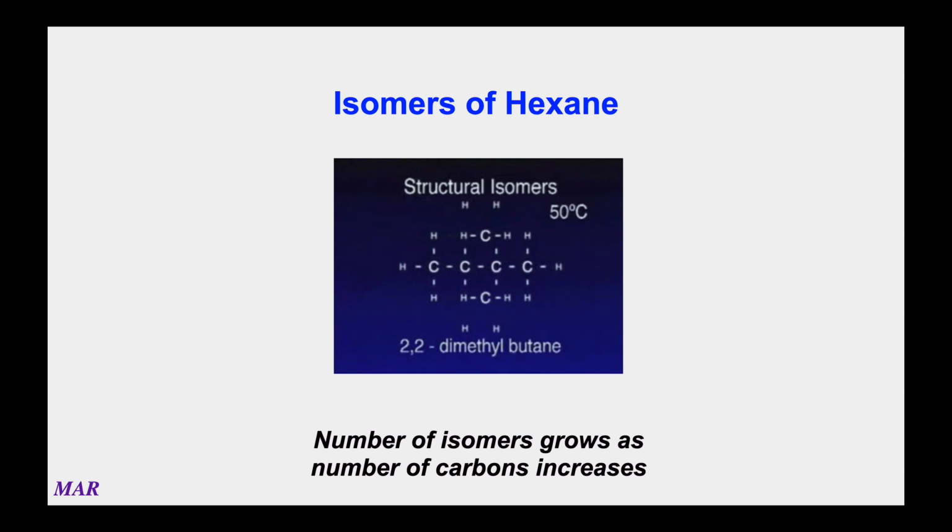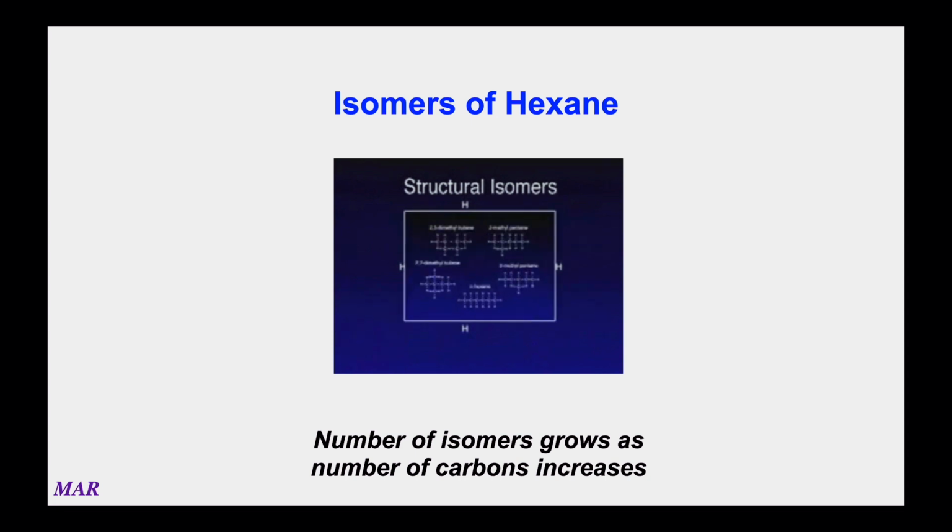Sliding both methyl groups to the 3rd carbon position appears to make 3,3-dimethylbutane. But wait again. Rotating the molecule shows it's identical to 2,2-dimethylbutane. These are the 5 isomers of hexane.